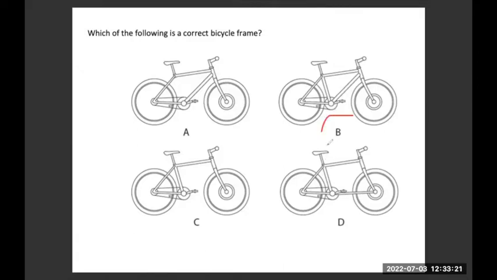So the correct answer here is option B, this one. In each of the other options, there's a rod which is missing or added here. We generally don't have any rod which comes here. It becomes quite rigid. Otherwise, you won't be able to take a turn if you have a rod here. So that's why the correct answer is option B.